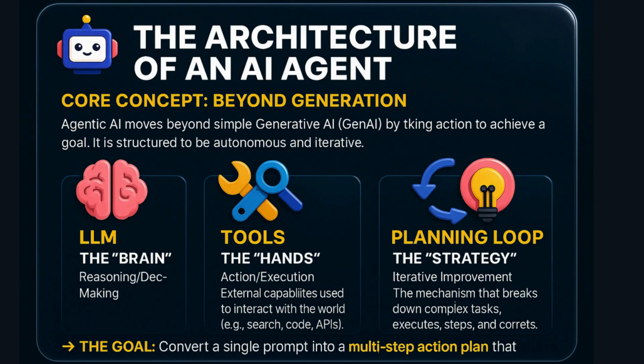An agent is composed of three key components. LLM: this serves as the brain for reasoning and decision making, the central decision maker that interprets the initial task. Tools: these are the hands, for execution or action, which are external capabilities like search, code execution, or APIs used to interact with the real world. Third is the planning loop. This is the strategy, for iterative improvement, the mechanism that breaks down complex tasks, executes steps using the tools, evaluates the results, and course corrects. The combined goal is to convert a single user prompt into a multi-step action plan that reliably leads to a complex, successful outcome.